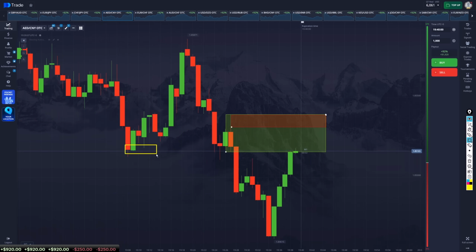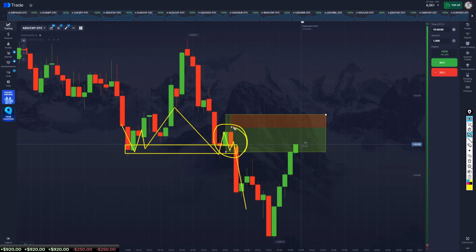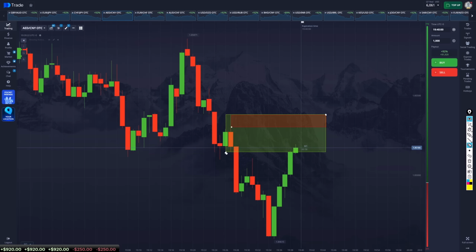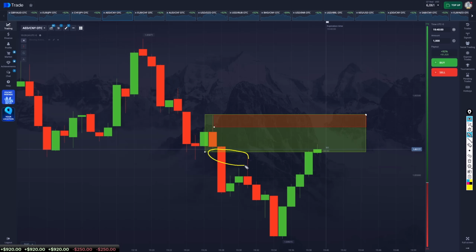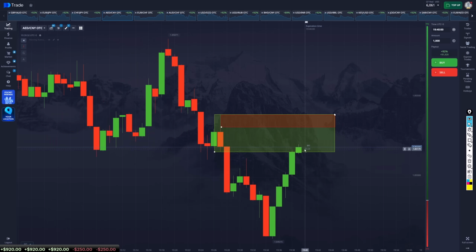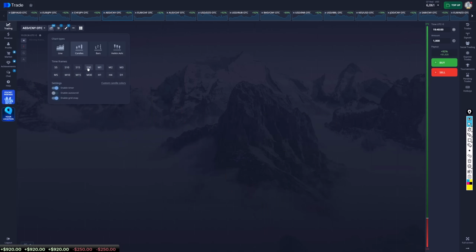Okay, so this is a support area that the market previously respected about 3 times, and then it broke right after this decision point area. It's also a fair value gap right here, and this is an order block, so this is a decision point which has a fair value gap as well. So I'm waiting for this candle to go up, and then I will take a trade.